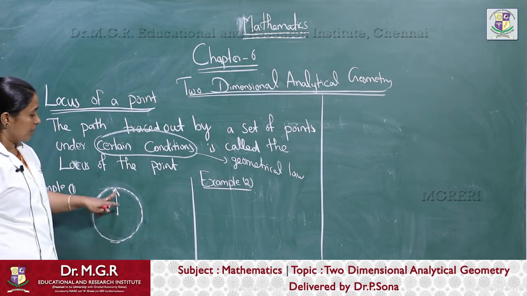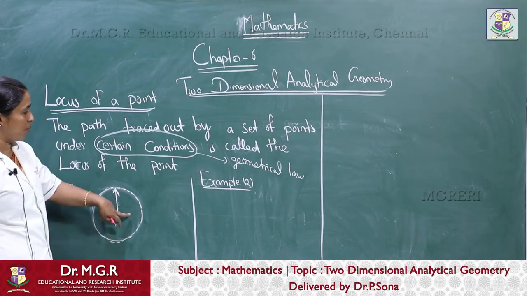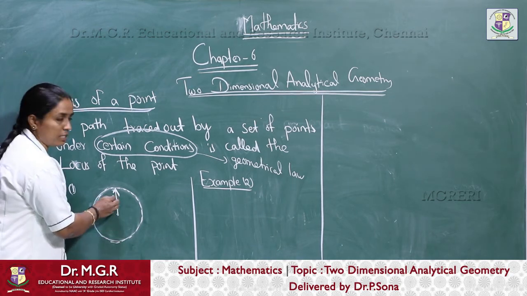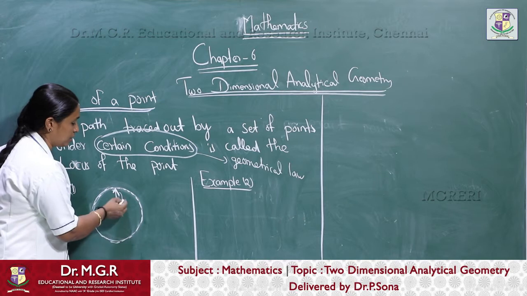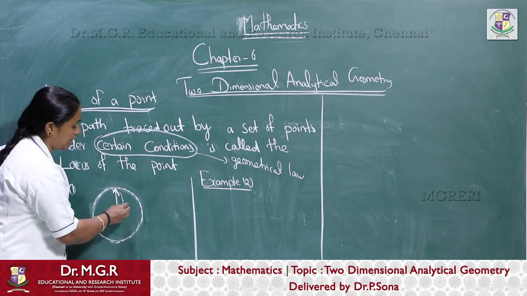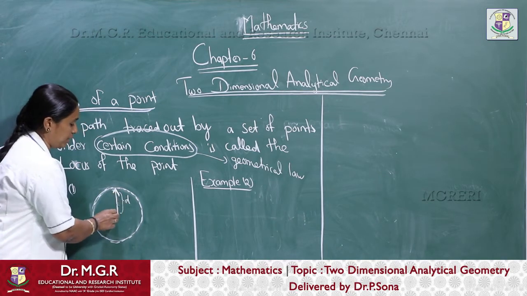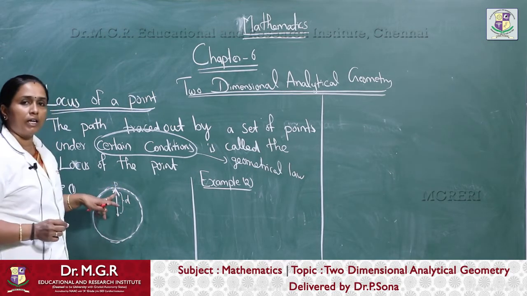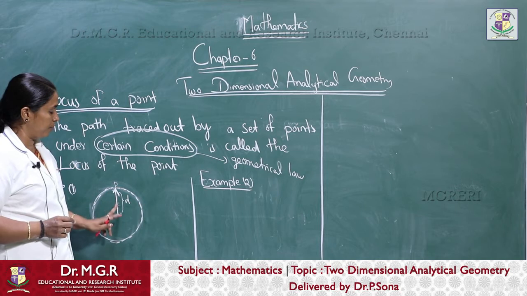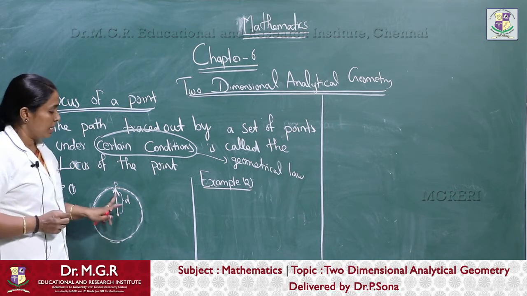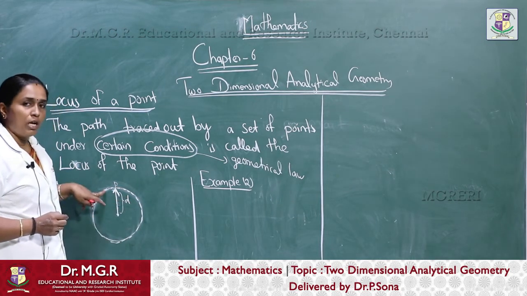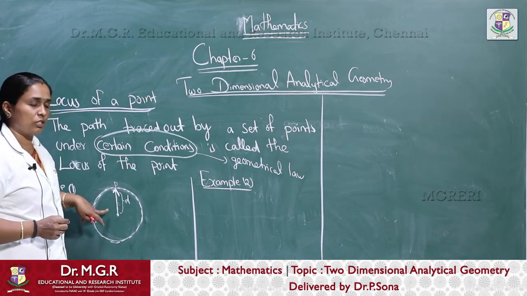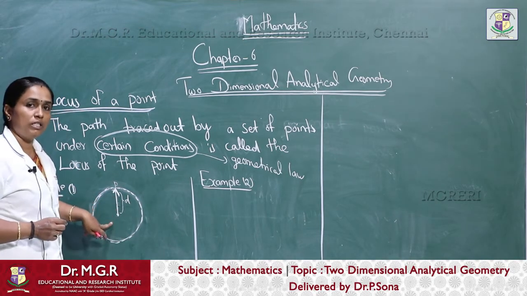So you see, the path observed by the set of points under some condition. Here the distance is common, a fixed distance. Suppose we take the length of this minute hand as d. From the center, we take one point P, and from the fixed distance, the point P is moving like this. By joining all these points we get one path. This path is called the locus of the point. So here the locus is a circle.